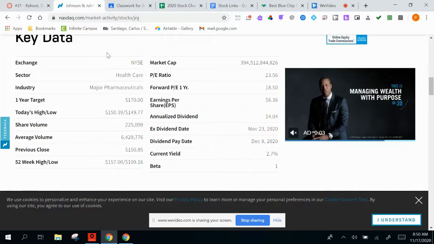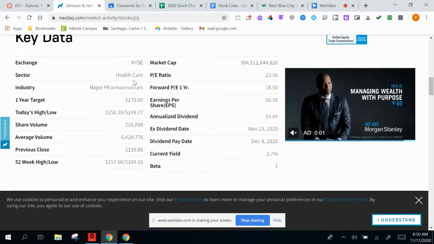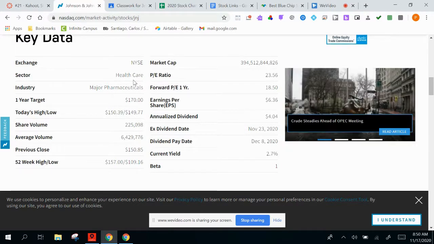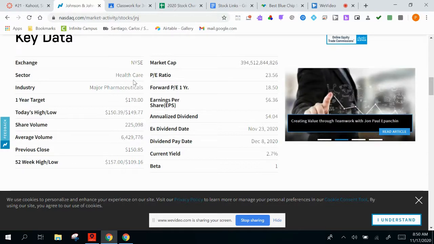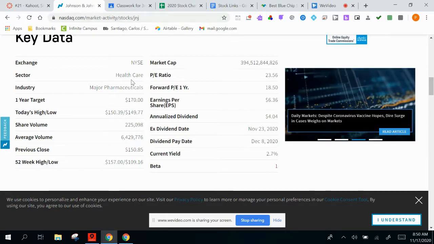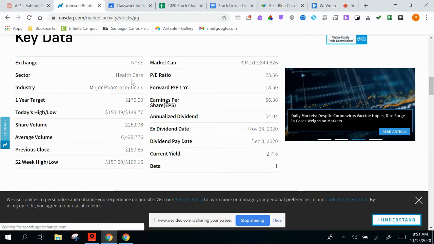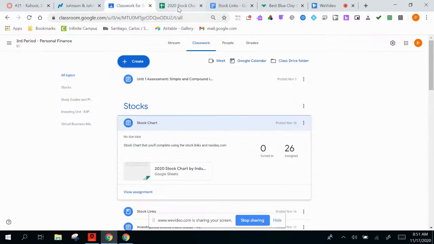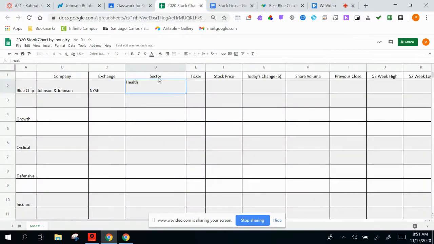Sector is going to be healthcare. And I know that it could also be classified as a defensive stock, right? Because we're dependent upon our healthcare system regardless of what's going on with the economy. So you're going to find a few different sectors. You might see consumer staples, consumer goods, technology, finance. In this case, we're going to go with healthcare for Johnson & Johnson. The ticker was JNJ. Now let's get into some info about this stock.